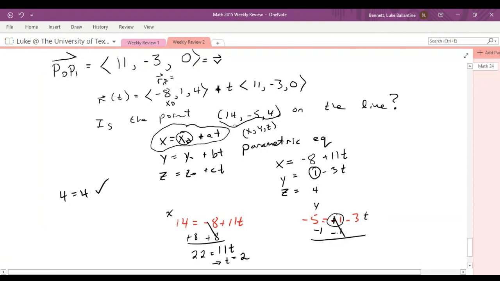Subtract 1, subtract 1. These cancel. Negative 6 is equal to negative 3t. t is equal to negative 6 divided by negative 3, which is positive 2. So we got t equals 2, t equals 2, and 4 equals 4. That checks out. Thus, the point is on the line.